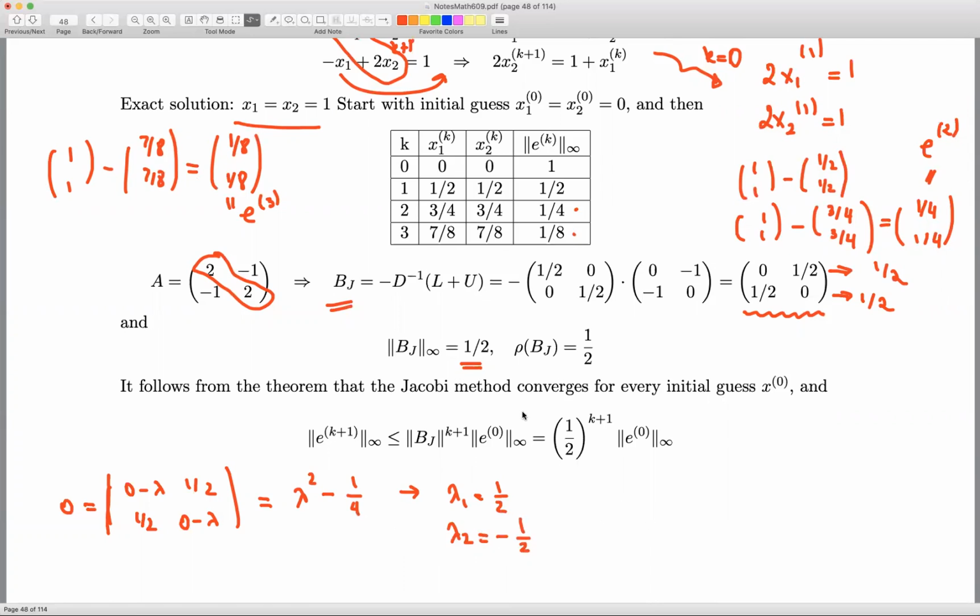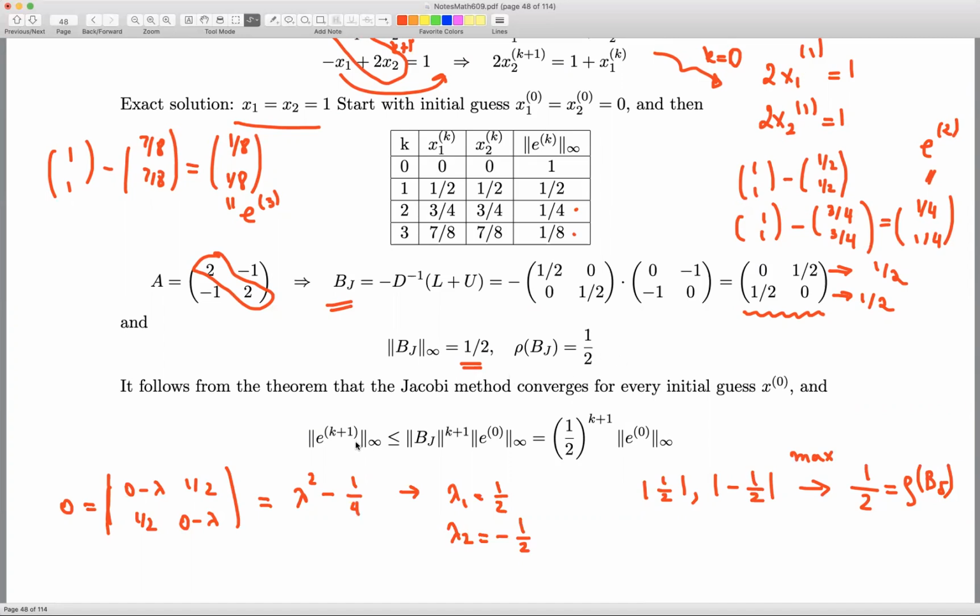Now, to get the spectral radius of the matrix, you have to look at the absolute values of the eigenvalues. So absolute value of 1/2, absolute value of -1/2. This will give you the numbers 1/2, 1/2, and you have to find the maximum in order to get the spectral radius. So you will get that the maximum is 1/2, and this is the spectral radius of this matrix Bj. So we see here that in this particular case, the infinity norm is the same as the spectral radius, and both of them are 1/2, and both of them are less than 1.